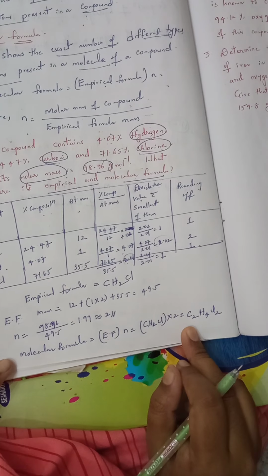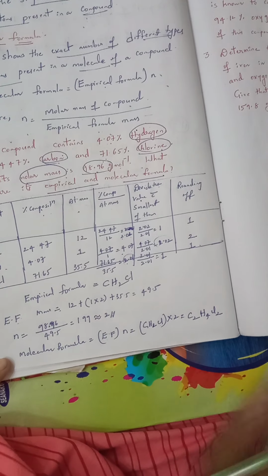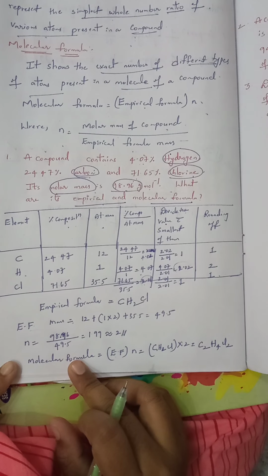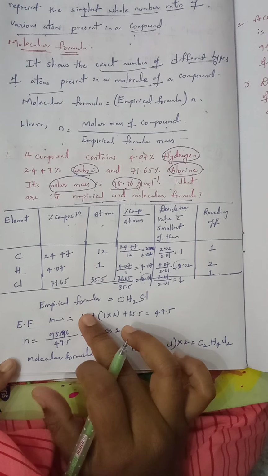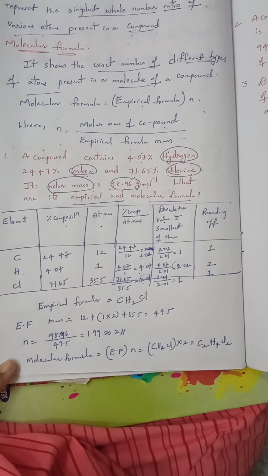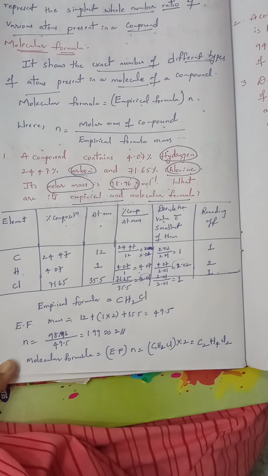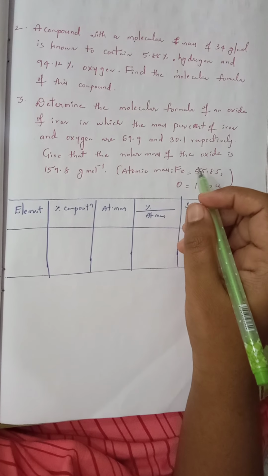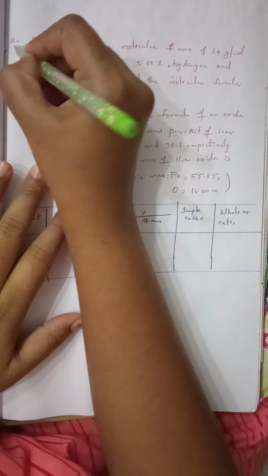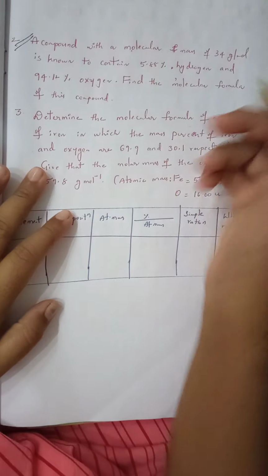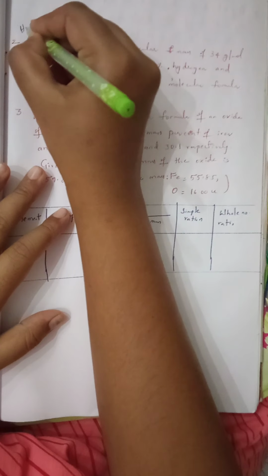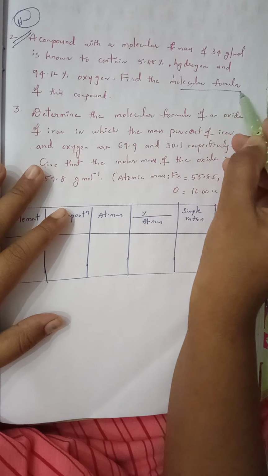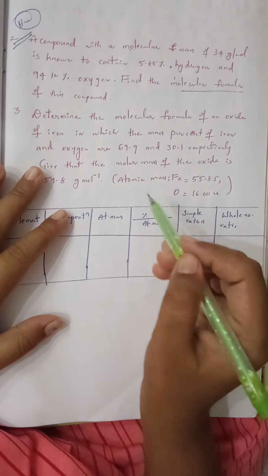This is the molecular formula of the given compound. Like this we will find the empirical formula, the molecular mass, and the molecular formula. Now here are a few problems related to the empirical formula and molecular formula. The second one is exactly the same as the first one, so do it as homework and find the molecular formula of the compound.